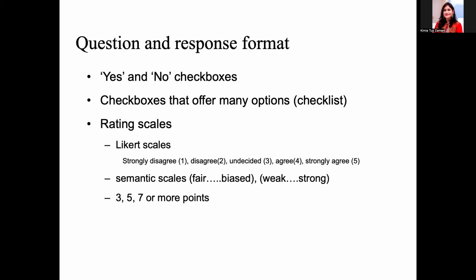Avoid overlaps. For example, if you are using an age group of 1 to 25, the next age group should be 26 to 55, not 25 to 55. And always add other or not appropriate options in your options or checklists.